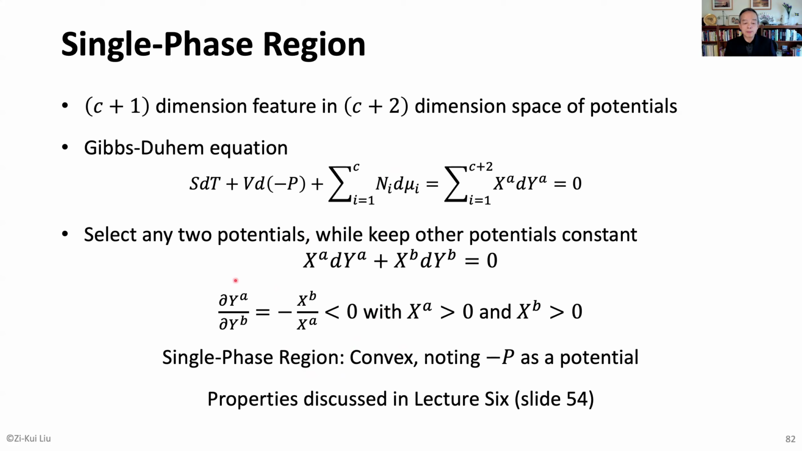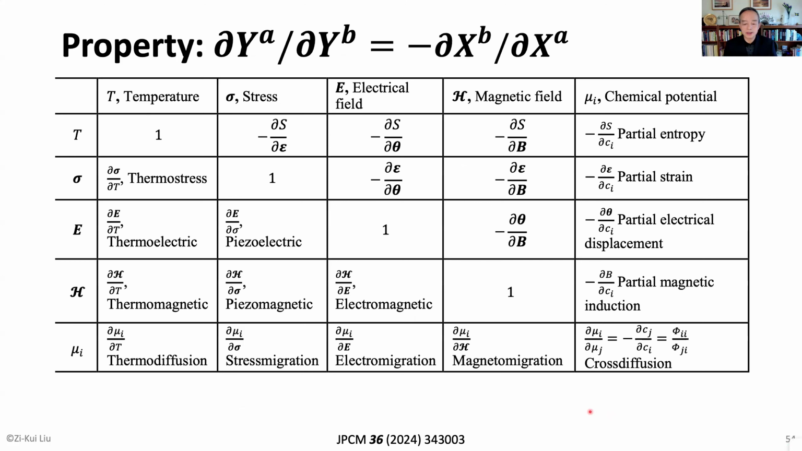Okay, so this represents the properties we discussed in lecture 6, slide 54. Now we have 82, so go to 54. So those are the properties we discussed previously, right? So these are the potentials. The derivatives between two potentials give the properties we measure.